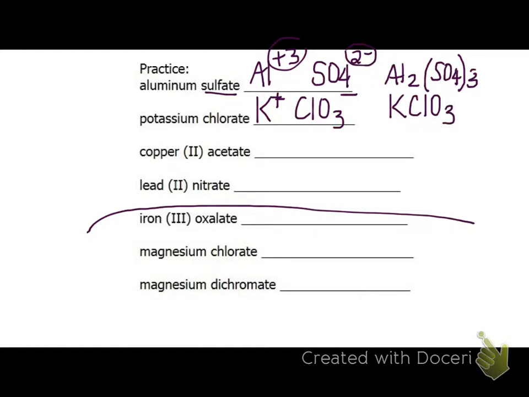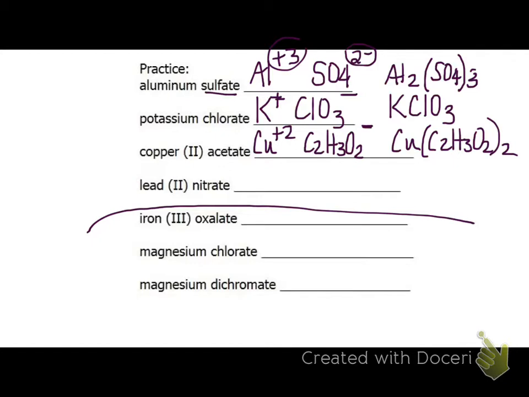Copper 1 acetate, copper 2 acetate. It's telling me that copper has a 2 plus charge. Acetate, you can find that on your ion sheet. I believe it's in the 5th list that we're testing on, and it is C2H3O2, and it's a -1 charge. Because of that -1 charge, I need 2 of them to go with 1 copper. And so it would be Cu, parentheses, C2H3O2, and you need 2 of them.